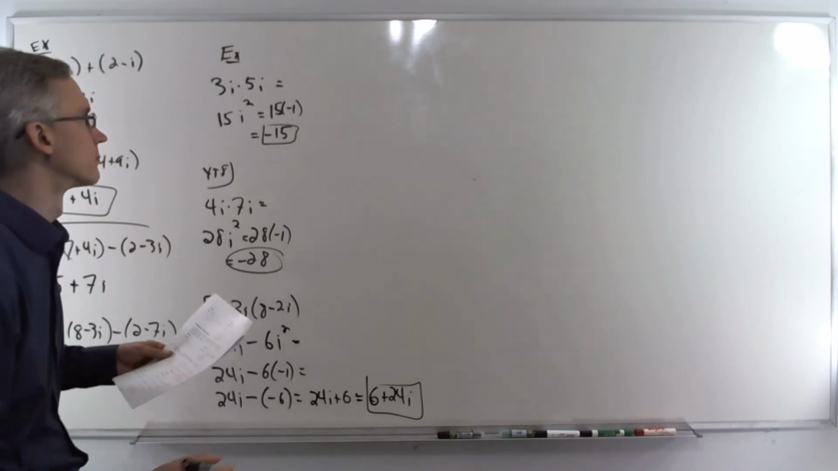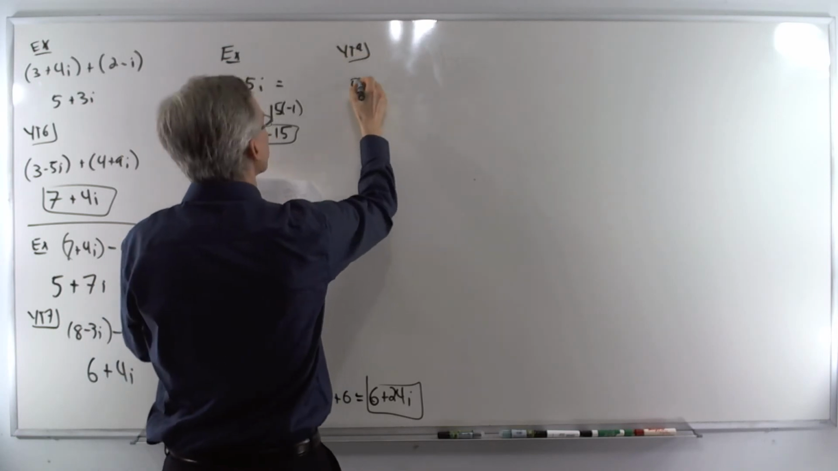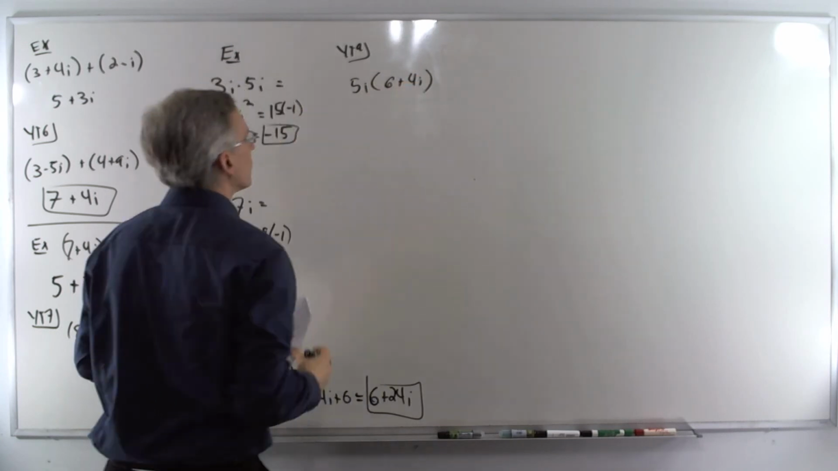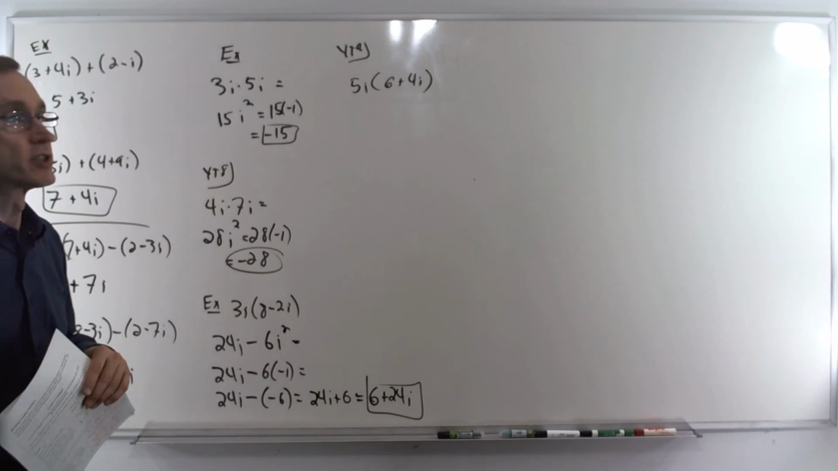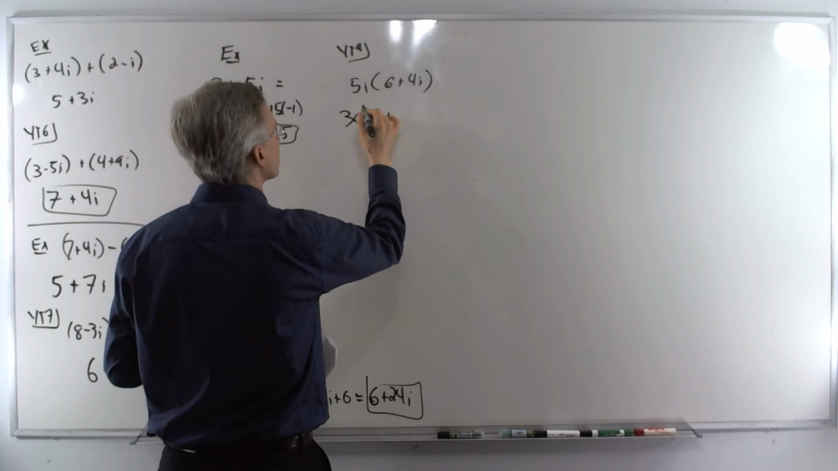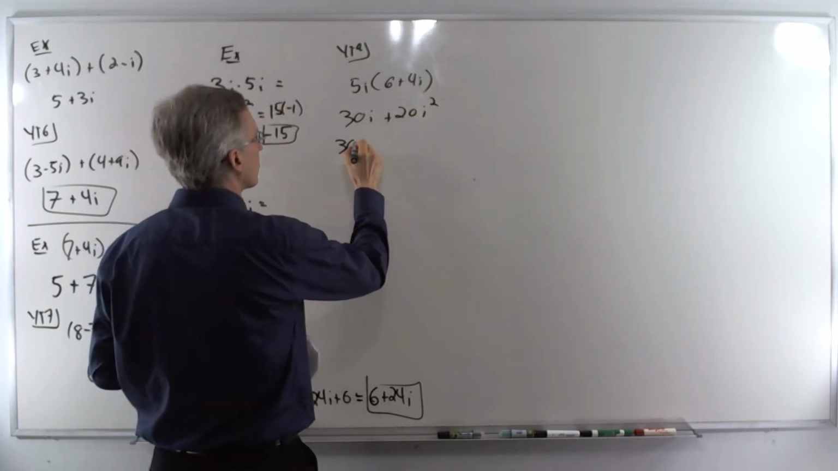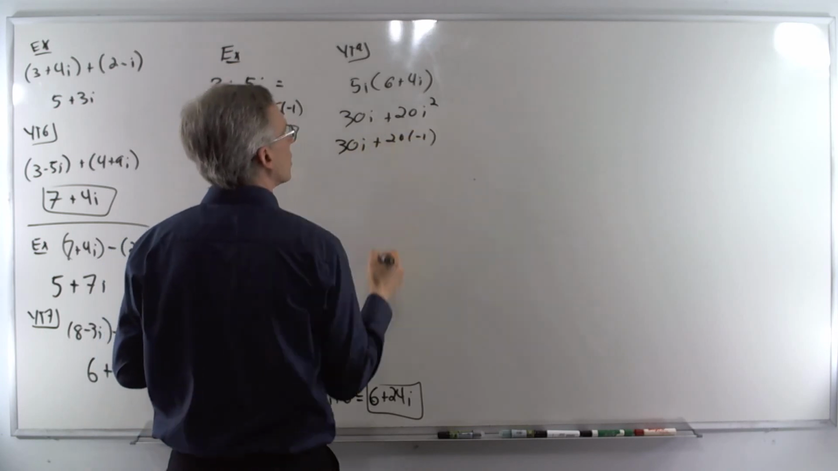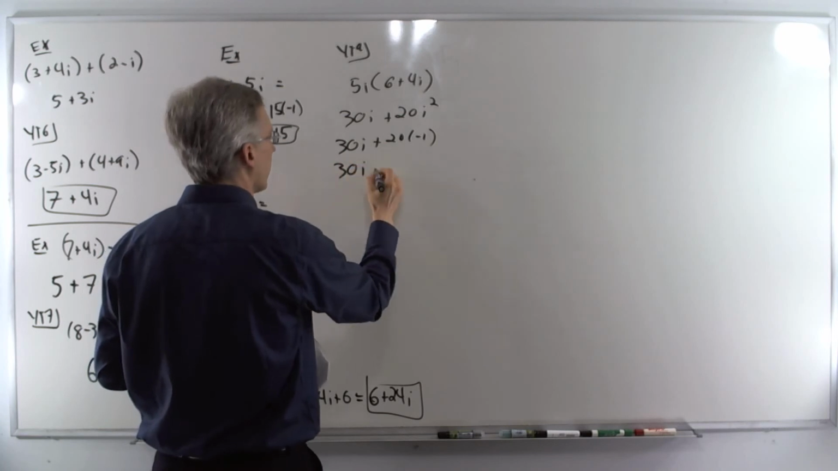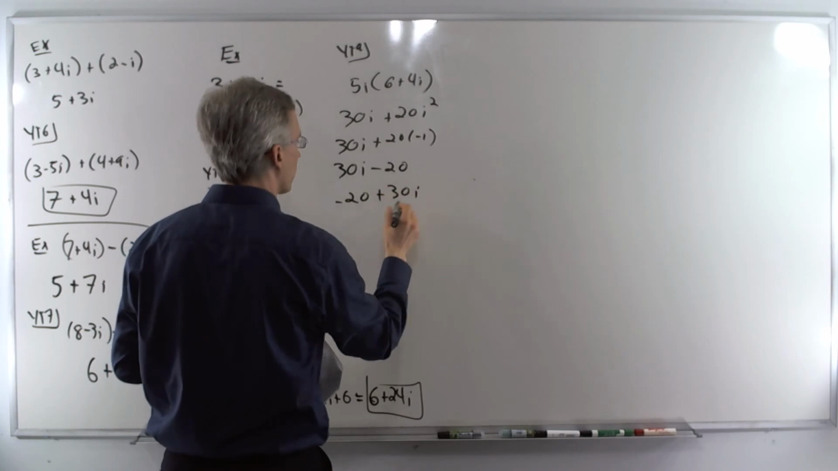Your turn, number 9. We're going to distribute 5i into 6 plus 4i. 5 times 6 is 30, so we get 30i there. Plus 5 times 4 is 20. i times i is i squared. i squared to negative 1. So that gives us 30i minus 20. We'll flip those around, negative 20 plus 30i.